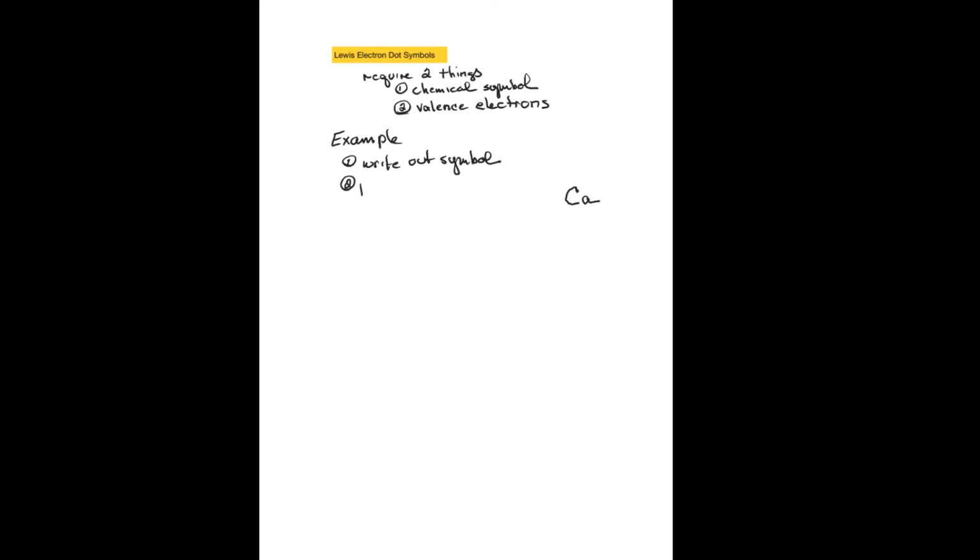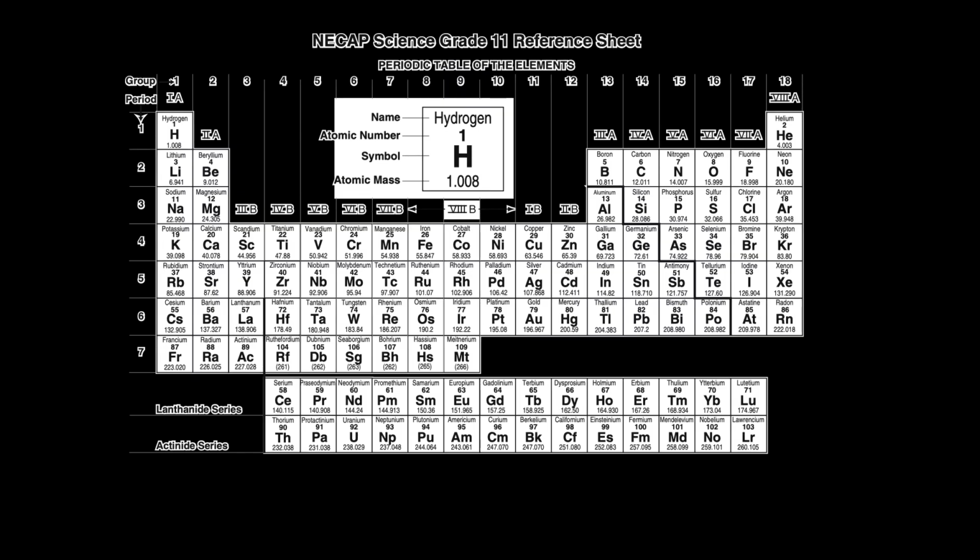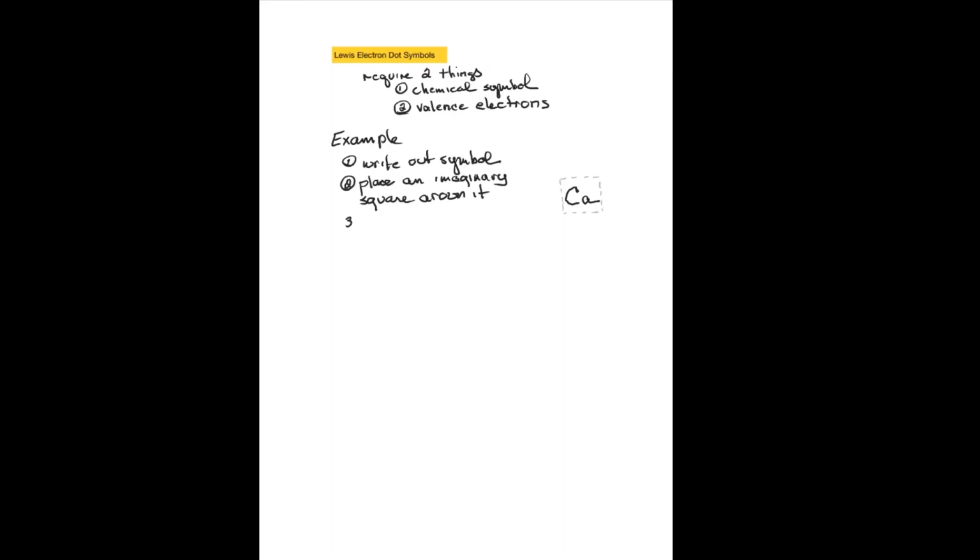So I've chosen calcium. The next thing you're going to do is you're going to place an imaginary square around it. Now, you can just imagine it, but I'm just going to draw it in with these light-colored dashes, just so that we can imagine it together. All right, then you're going to go over and find the element, in this case calcium, on the periodic table. You can see that calcium is an alkaline earth metal, and everyone in that column has two valence electrons. So now let's go back.